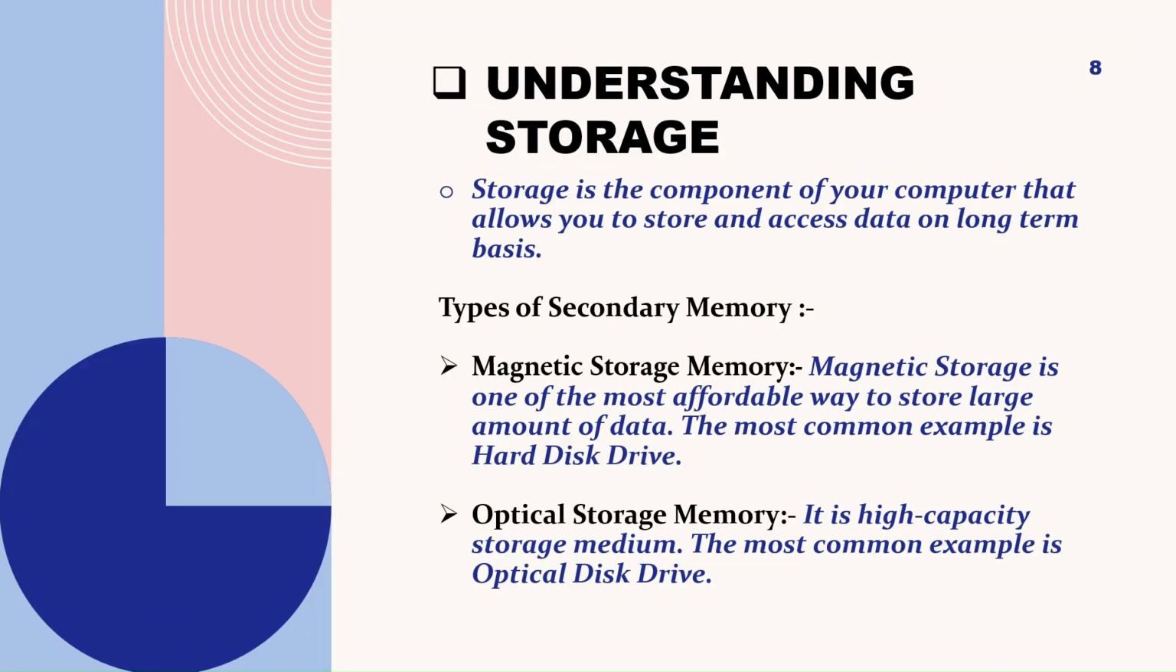Now we are going to see about storage. This is the definition of storage which we have seen earlier. Types of secondary memory. Secondary memory is also known as storage. Magnetic storage memory. It is the most affordable way to store large amounts of data. Its example is the hard disk drive. Optical storage memory. It is a high capacity storage medium. An example is the optical disk drive.